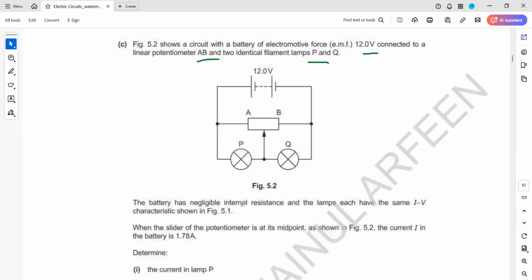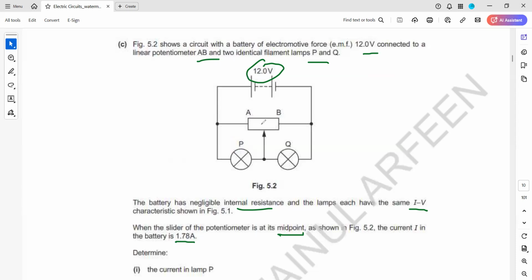The battery has a negligible internal resistance, because if the battery has an internal resistance, the terminal potential difference cannot be 12, it will be less than 12 if it is allowing current to flow. The lamps each have the same IV characteristic as shown in figure 5.1, the graph. When the slider of the potentiometer is at the midpoint, as shown in figure 5.2, the current in the battery is 1.78 A. Determine the current in lamp P.